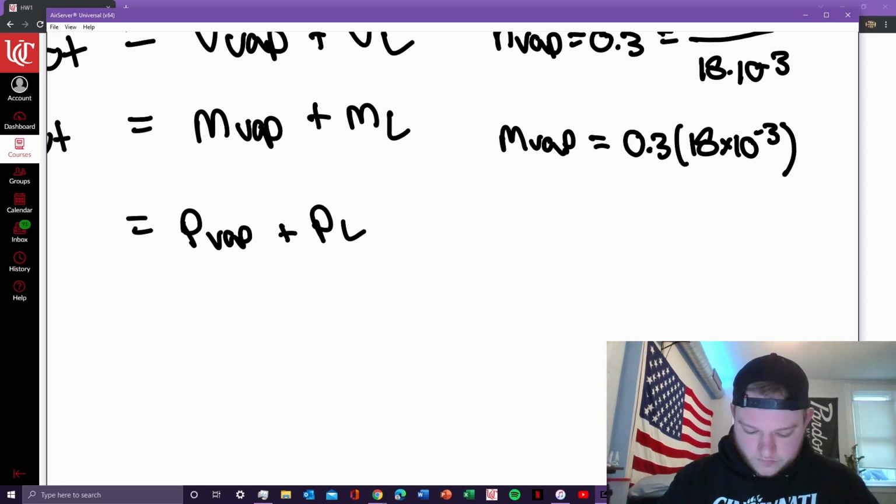So the pressure of the liquid is equal to 10 to the power of A minus B over C plus the final temperature, because we have the log base 10.